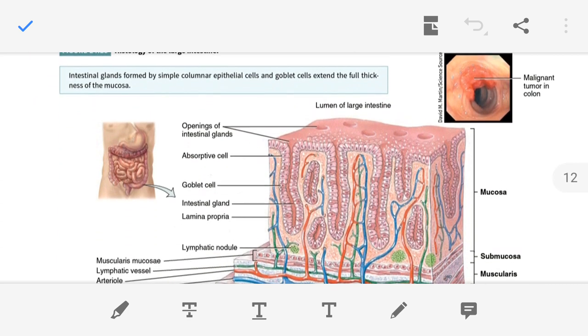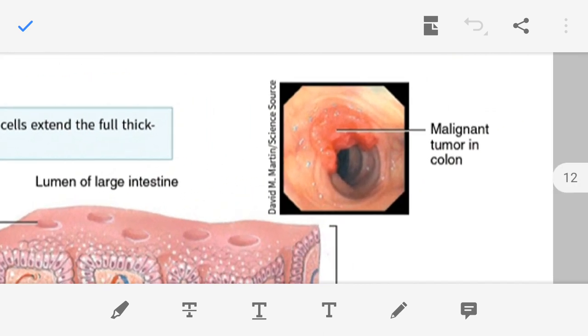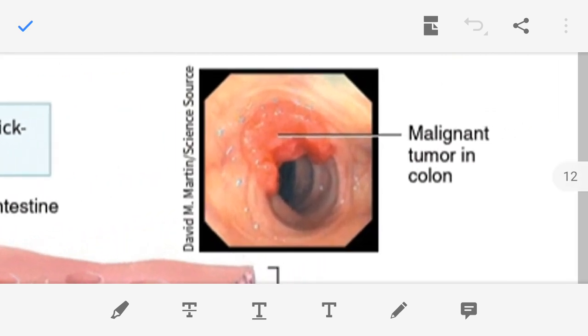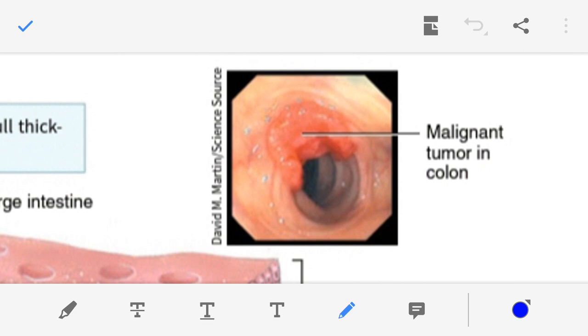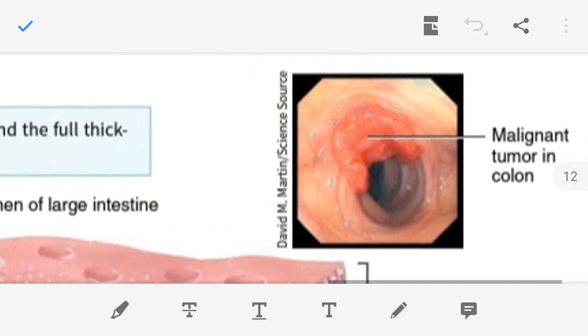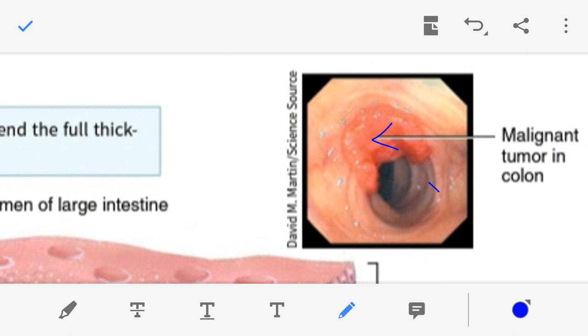Now before we move on to point number 11, you see this figure. This is the large intestine. This is the lumen, we can say, and one tumor has developed in the wall of the colon. So a malignant tumor in the colon, red in color, is shown, this one.